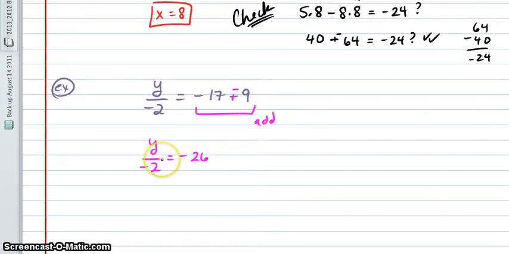So now I'm looking at y. Y divided by negative 2. To undo division, I need to multiply.